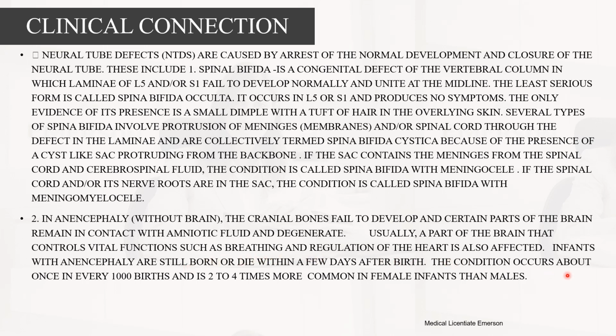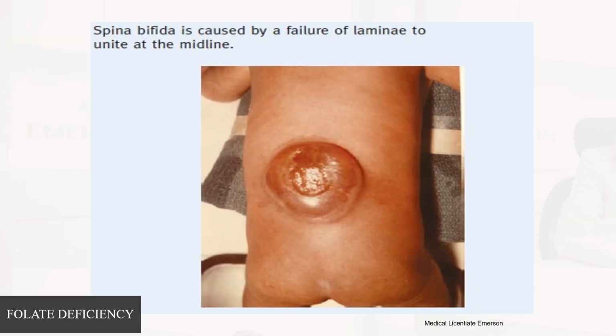The condition occurs about once in every 1,000 births and is 2 to 4 times more common in female infants than in male. So this is spina bifida, which is caused by failure of the lamina to unite at the midline. If you want to prevent neural tube defects, you find that mothers usually have a folate deficiency.